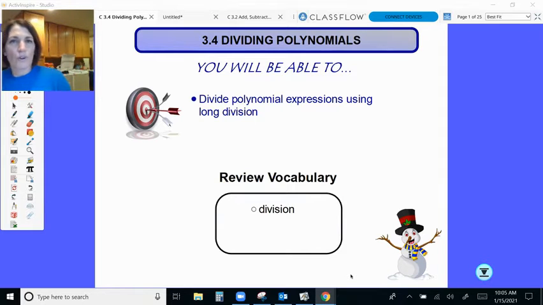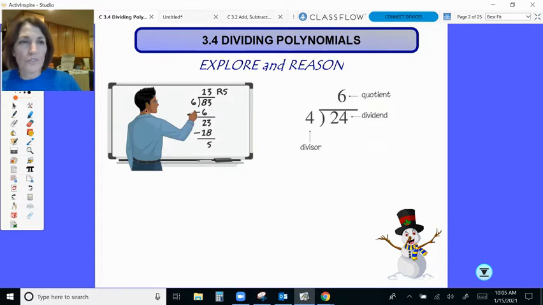Everyone, we're going to begin 3.4 today. On the first part of this 3.4, we're going to learn how to divide polynomials using long division. In our next section, we're going to learn a little shortcut, but we have to learn how to do long division first with our polynomials. Okay? So first of all, let's review how we actually divide numbers, because that's going to help us divide polynomials.